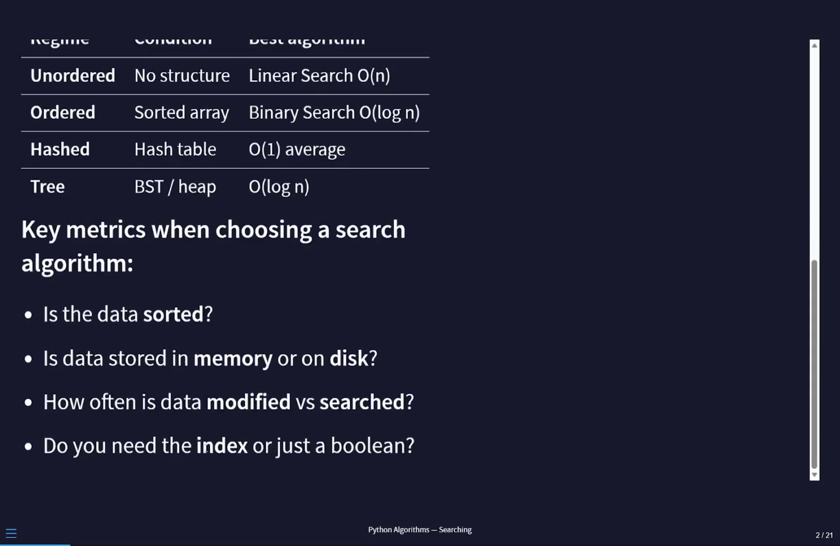Before choosing an algorithm, ask 4 questions. Is the data sorted? Sorting unlocks O(log n). Is data in memory or on disk? Disk I/O changes the cost model. Block reads make B-trees the standard. How often is data modified versus searched? High modification frequency means maintaining a sort or hash is expensive. Do you need the index or just a boolean? Some APIs return one, some the other.